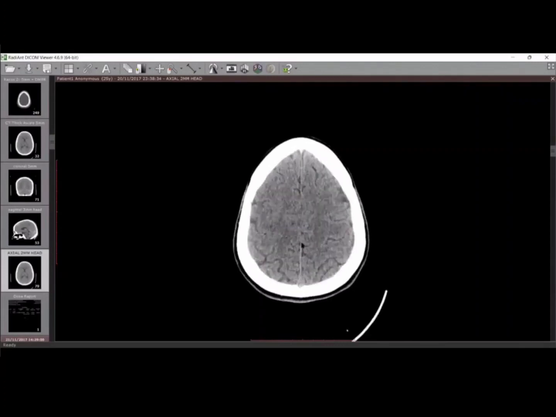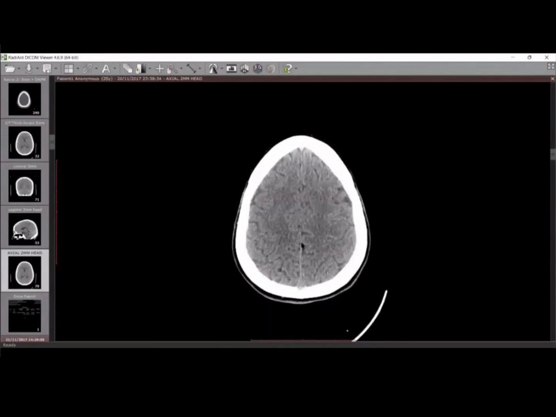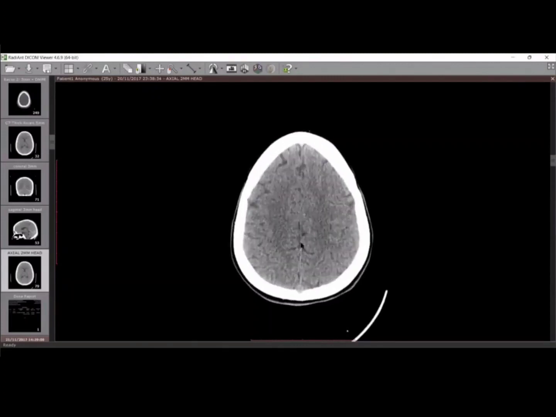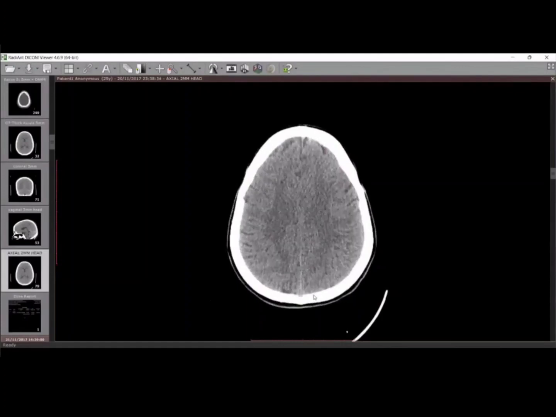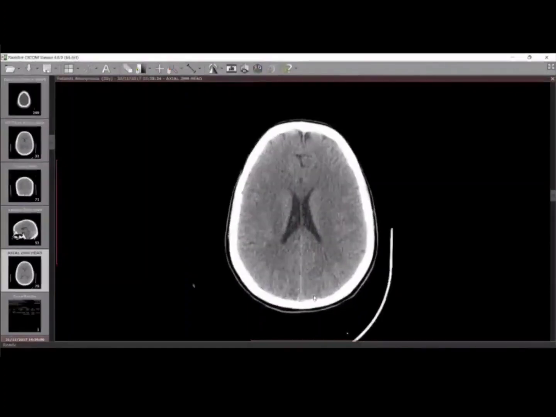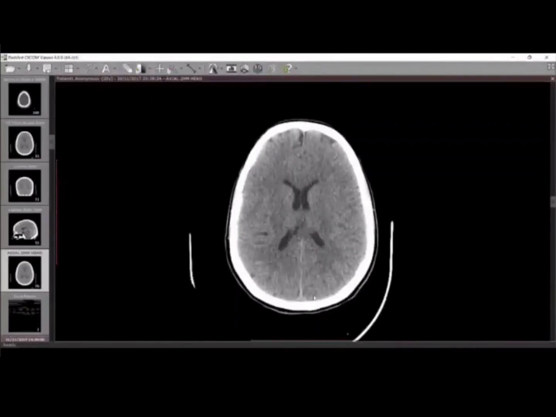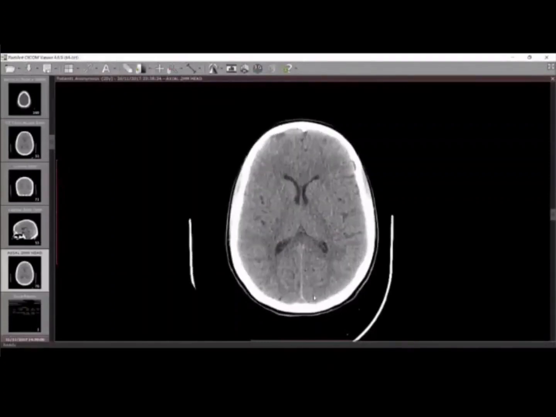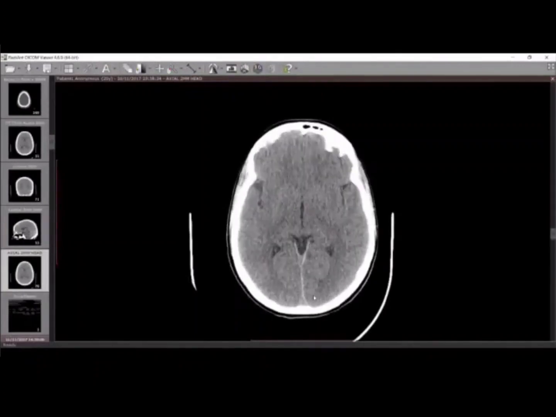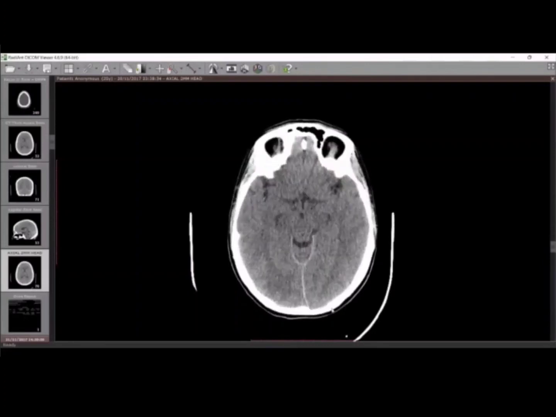I'm also keeping an eye on the midline falx, on the rest of the brain parenchyma. There seem to be a few subtle hyperdensities, again, in the right parietal region. I have come to the level of the ventricles. I'm looking if there is any blood in the ventricles. I do not see any. There is no midline shift, no blood in the sylvian fissures.